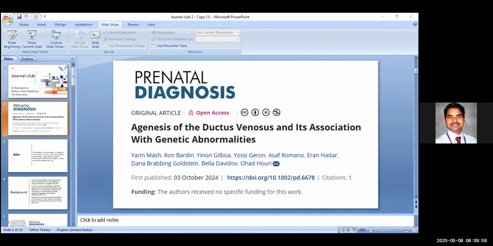Abnormalities using genetics, chromosomal microarray, and exome sequencing. Coming to the background, genetic abnormalities associated with agenesis of DV are hypothesized to be underdiagnosed using conventional cytogenetic studies alone. In recent years, advancements in genetic testing, chromosomal microarray, and exome sequencing have allowed for comprehensive analysis of the fetal genome, enhancing the diagnosis of genetic abnormalities.